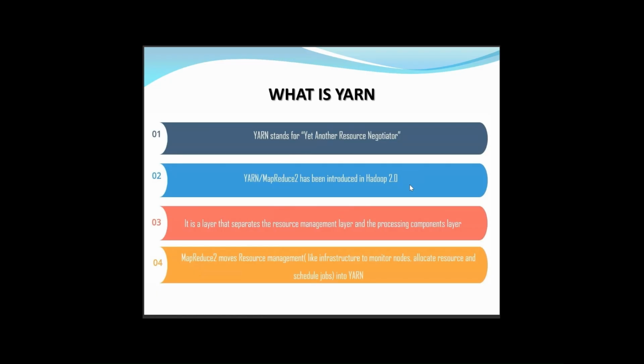YARN stands for Yet Another Resource Negotiator, and it completely changed how Hadoop works. It's basically the resource management and job scheduling layer of Hadoop 2.0. You can imagine YARN as a smart operating system for the Hadoop cluster. It decides which application will run, where it will run, how much memory or CPU it gets, and when it should run. Because of YARN, Hadoop became a general purpose data platform instead of being limited to just MapReduce. So that's the basic overview of YARN.